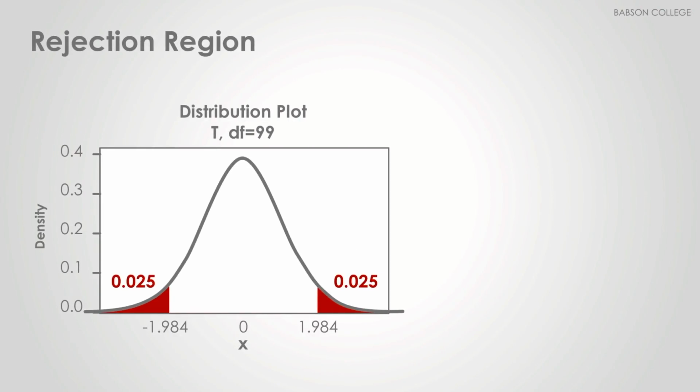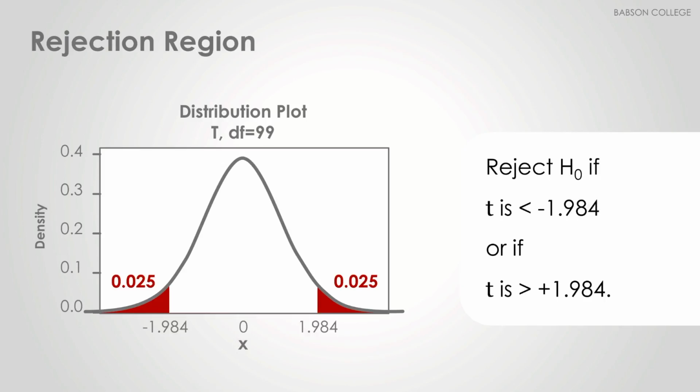We can also set up a rejection region to help us better see and understand whether our sample data is significantly different enough from our current mean of 450. As you can see in this display, we need to have a sample t-value in the red area in order to reject H0. This is often written as reject H0 if t is less than negative 1.984 or if t is greater than positive 1.984.